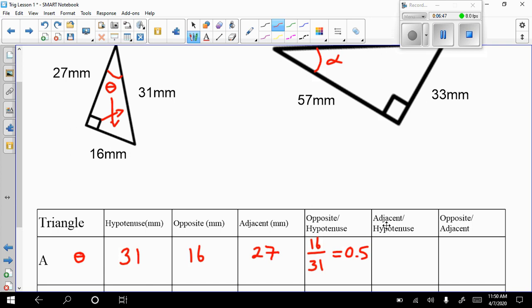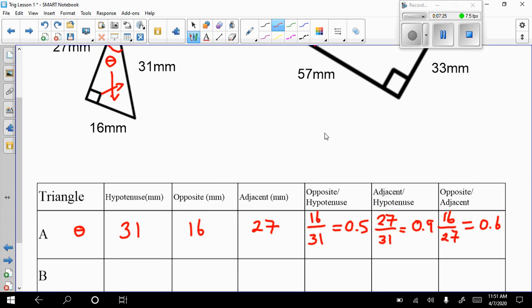And again, if we do the same thing for adjacent over hypotenuse, well, adjacent is 27 and the hypotenuse is 31. And if I were to evaluate that, 27 divided by 31, I'd get approximately 0.9. And finally, if I do opposite over adjacent, it's going to be 16, that's opposite, and adjacent is 27. And that would be approximately 0.6. Okay, so those are some important ratios.